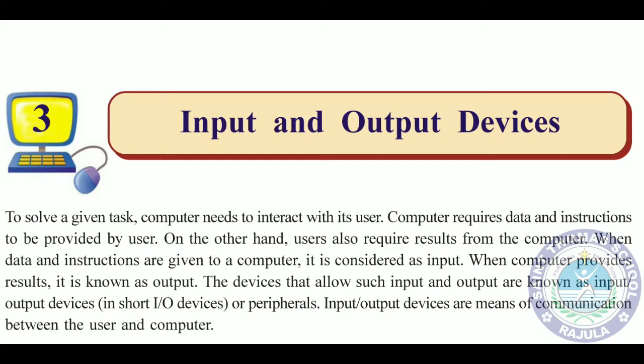Now what are the input and output devices? Means the physical components that help us to give the data to the computer and to return back the result from the computer. Those devices are known as input and output devices. They are also known as I/O devices and peripherals. So remember this one: what is the another name of input output devices? That is the I/O devices or peripheral devices.